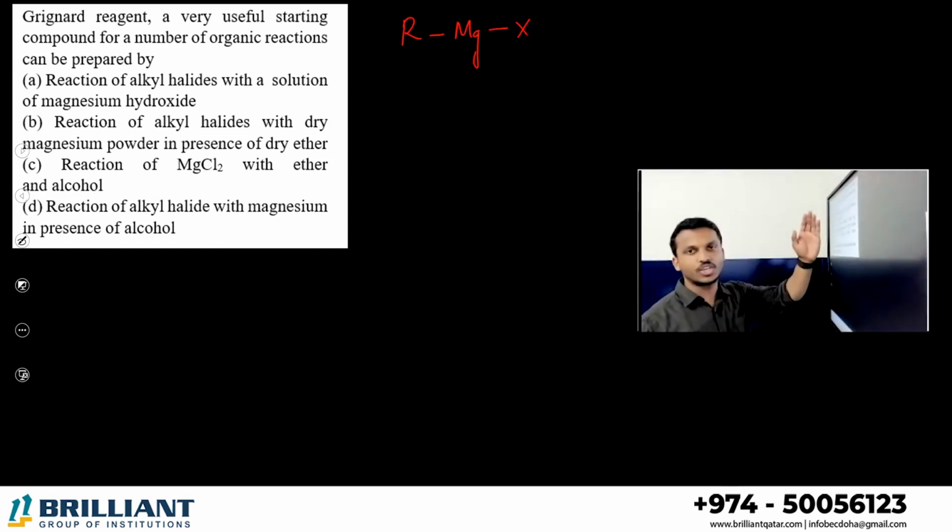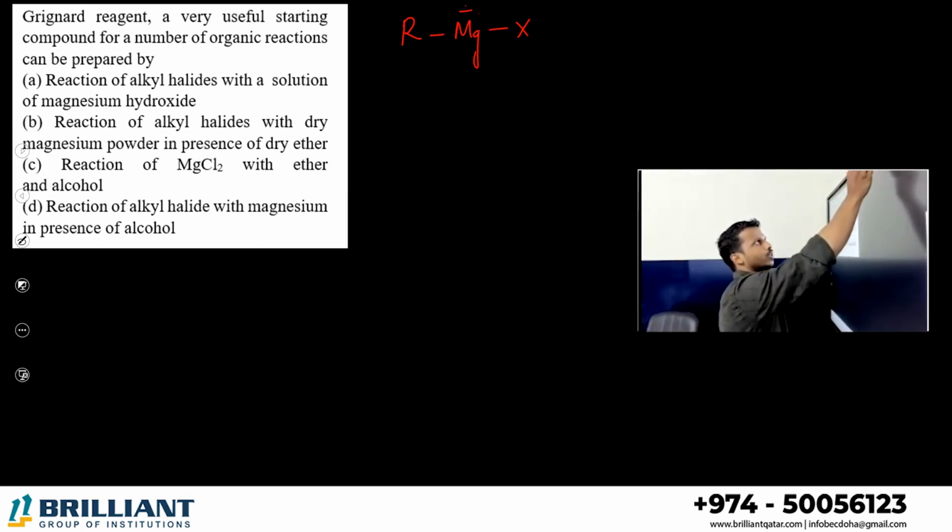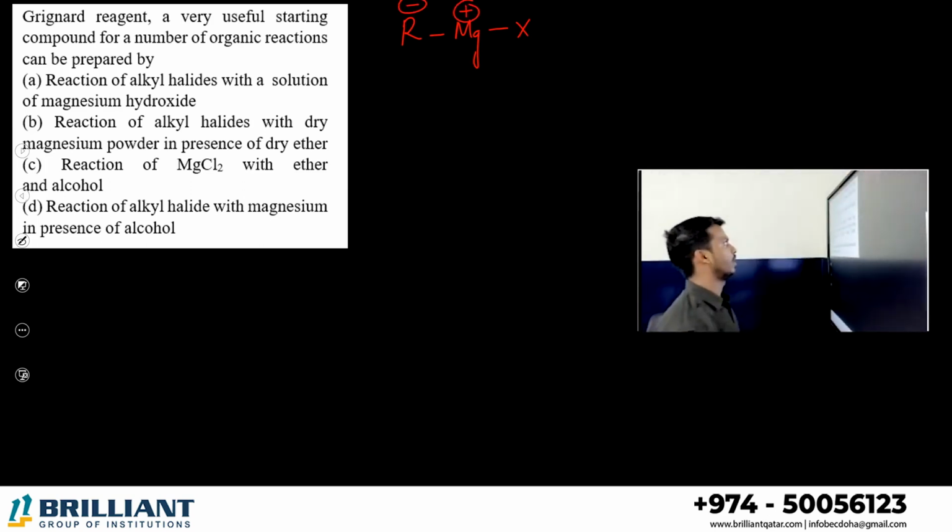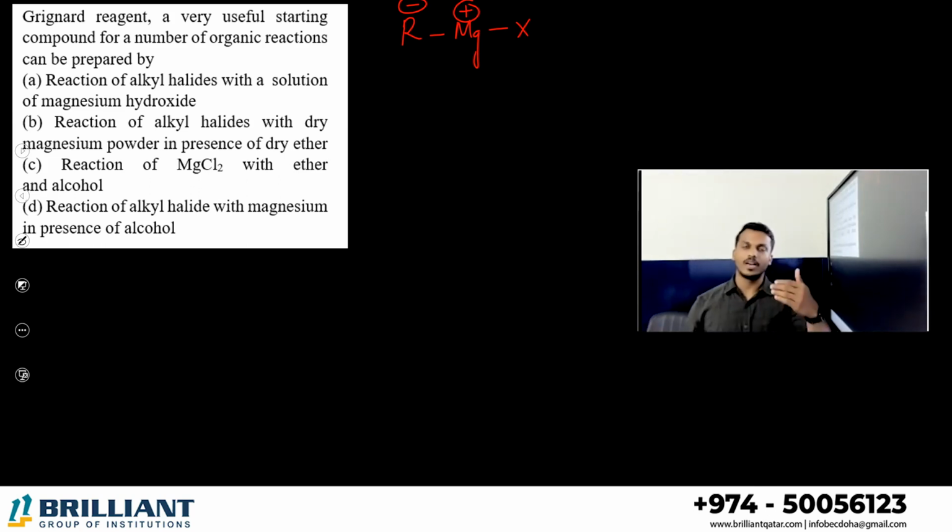Next one. Grignard reagent. We studied Grignard reagent. Grignard reagent is RMgX, right: alkyl, magnesium, halide, where magnesium is positive one and the alkyl group is negatively charged. Grignard reagent is a very useful starting compound for a number of organic reactions. When treated with aldehyde and ketone, you can prepare primary, secondary, tertiary, all kinds of alcohol. Even in the alcohol chapter we discussed this.